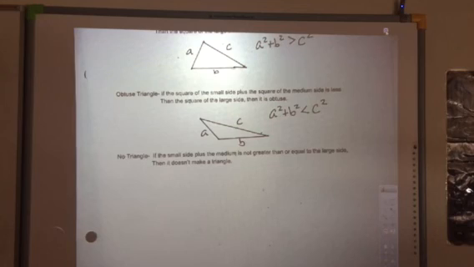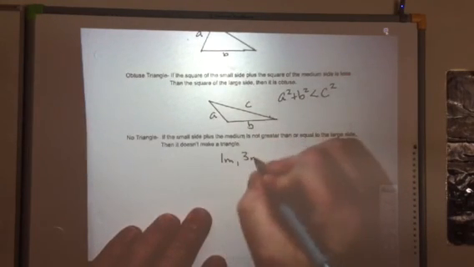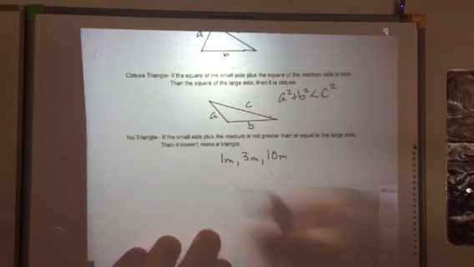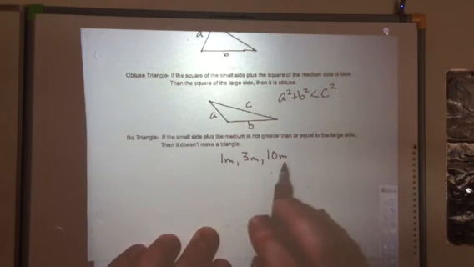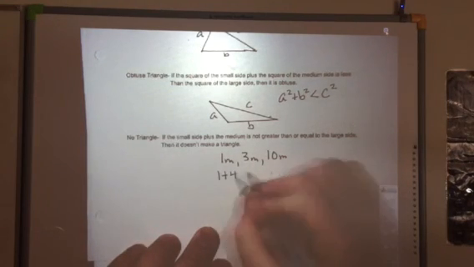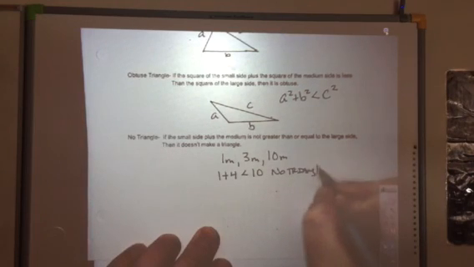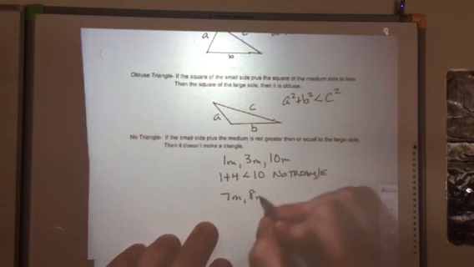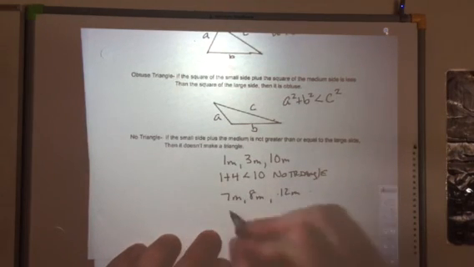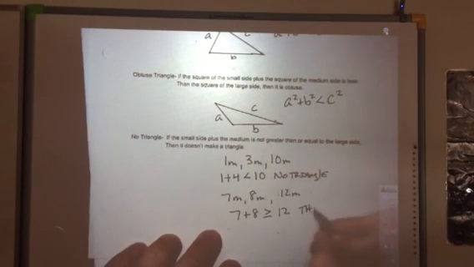The last thing, no triangle. If you have measurements and the two shorter sides don't add up to or greater than the longest side, they don't make a triangle. So 1 plus 4 is less than 10, no triangle. A counterexample is if I have 7 meters, 8 meters, and 12 meters. 7 plus 8 is greater than 12. This makes a triangle.